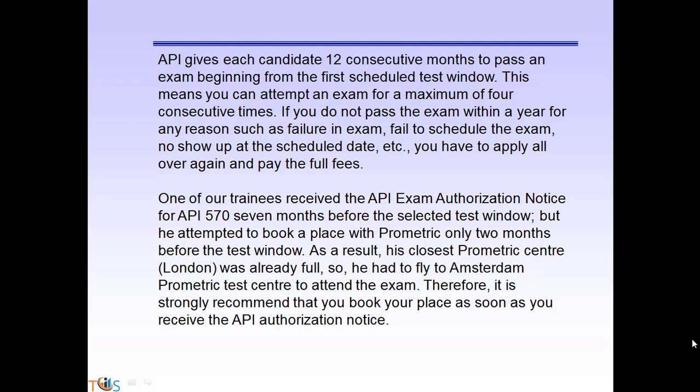One of our trainees received the API exam authorization notice for API 577 months before the selected test window, but he attempted to book a place with Prometric only 2 months before the test window. As a result, his closest Prometric center, London, was already full, so he had to fly to the Amsterdam Prometric Test Center to attend the exam. Therefore, it is strongly recommended that you book your place as soon as you receive the API authorization notice.